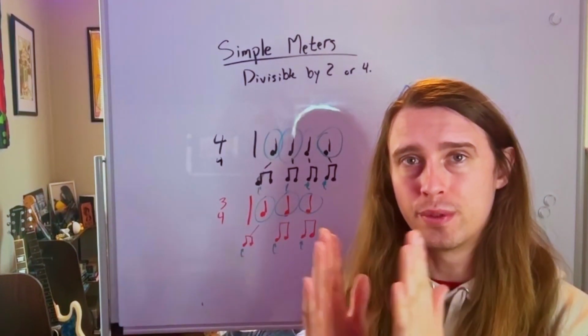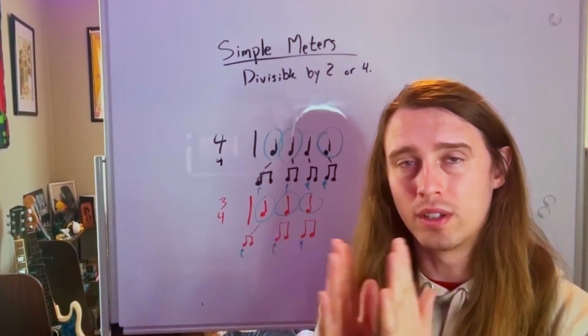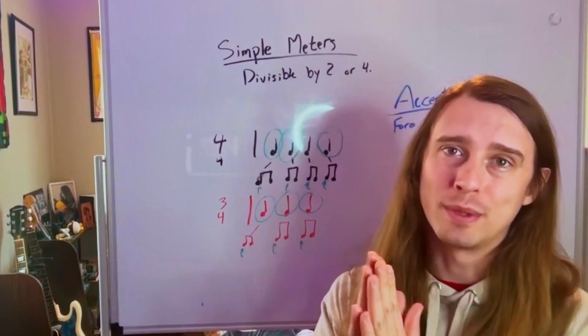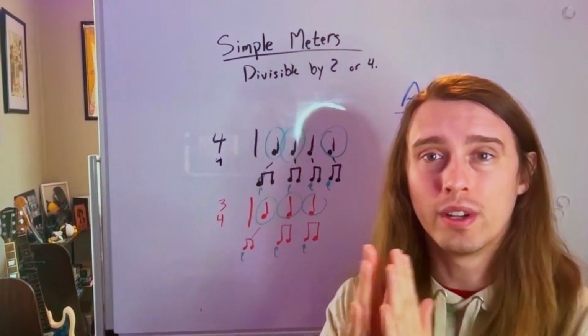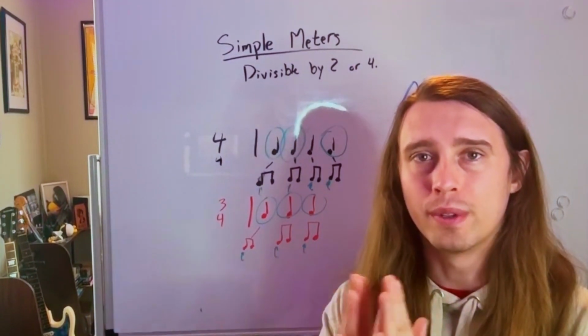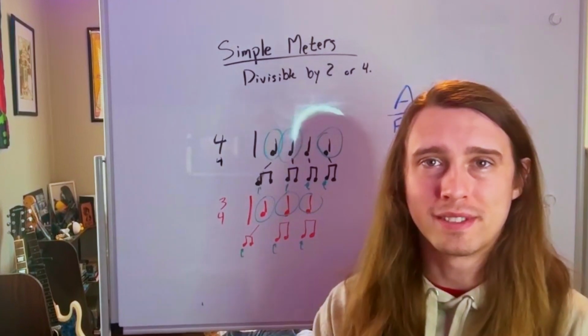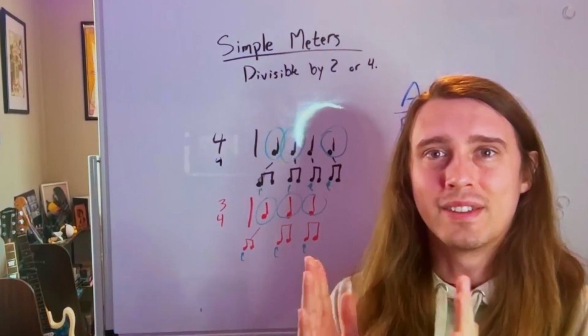1 and 2 and 3 and 1 and 2 and 3 and. With accents. 1 and 2 and 3 and. Now let's try it with the upbeats. 1 and 2 and 3 and.